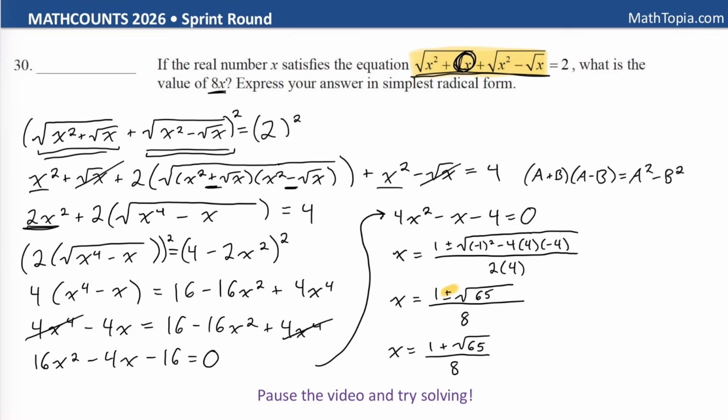And since we're finding 8x, we can multiply both sides by 8. And we get 1 plus the square root of 65. And this is in simplest radical form, so we're done.